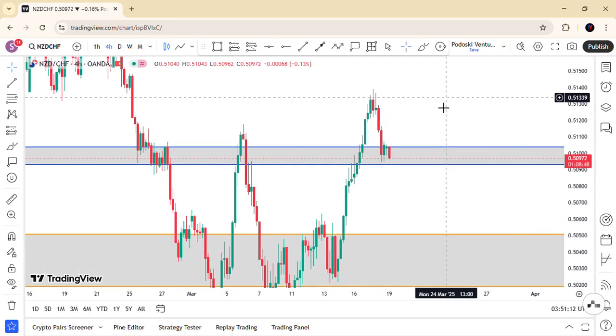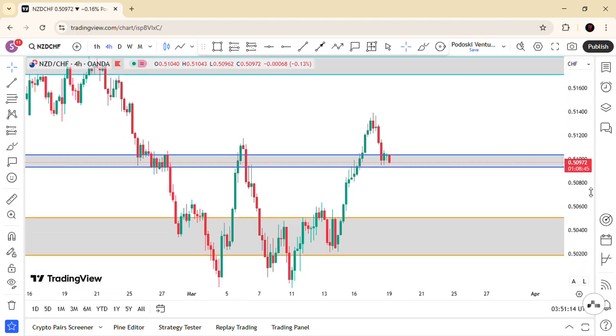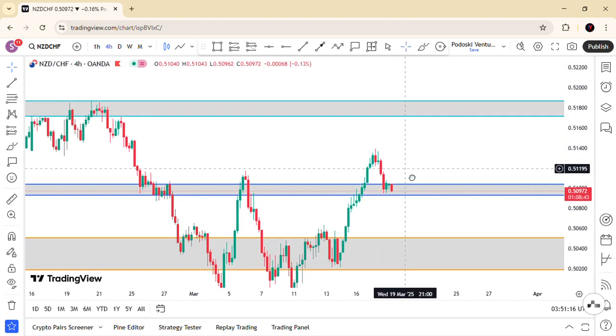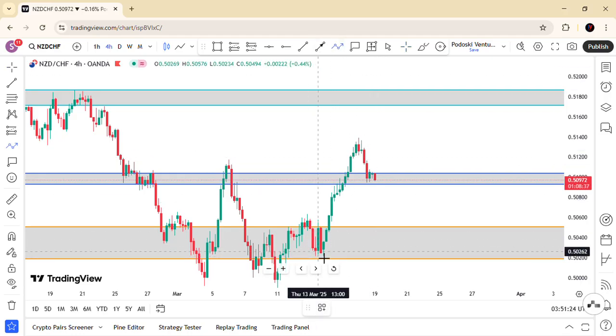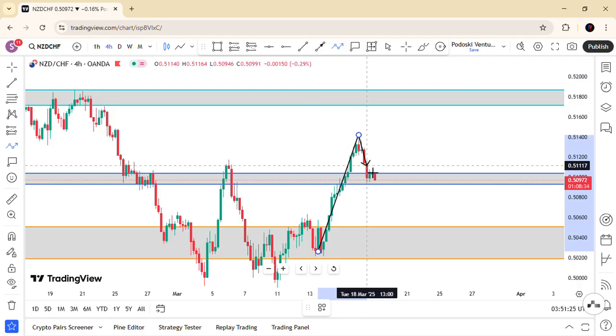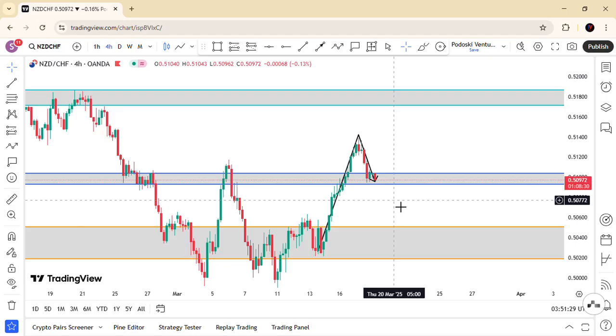On the 4 hour, this is our breakout zone like we saw on the daily time frame. And price has completed the pattern: a higher high or a breakout, then a higher low. So what you are waiting for on NZDCHF is a candlestick confirmation. The only thing we are waiting for right now is a bullish candlestick confirmation.